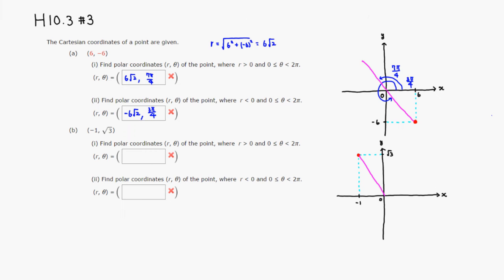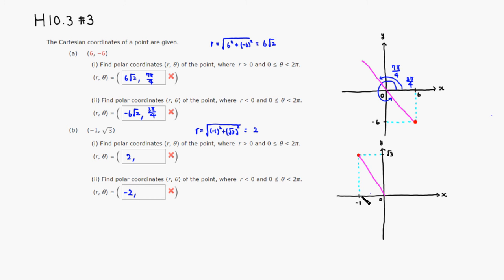Let's look at part B. We do the same thing. So r is equal to the square root of negative 1 squared, which is 1, plus square root of 3 squared. So it's the square root of 4, which is 2. We know that this is 2 here, and the negative version, negative 2, there. Now we look at this angle here.